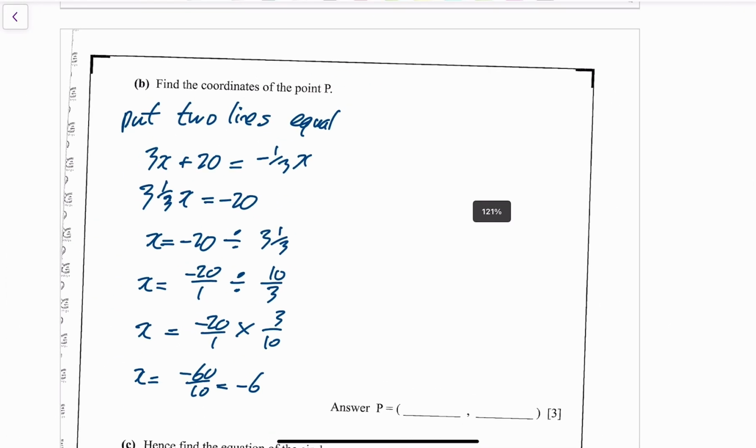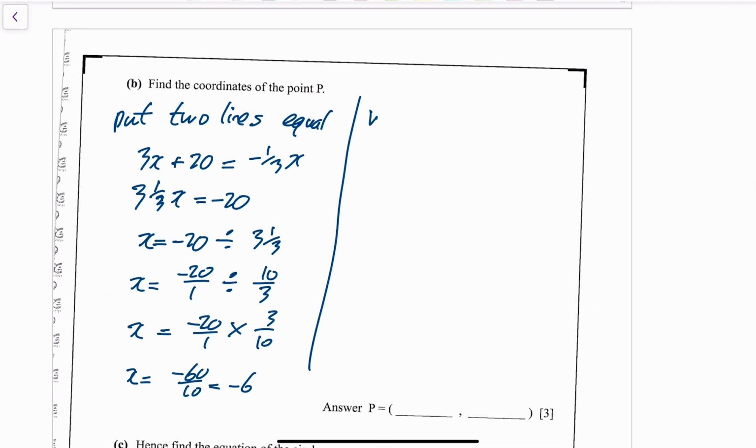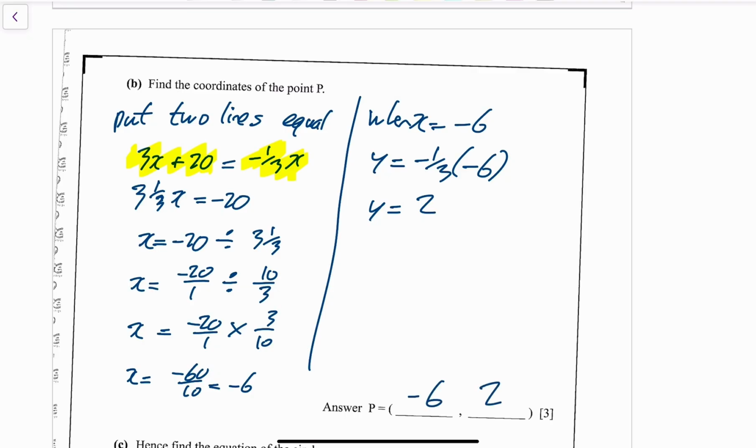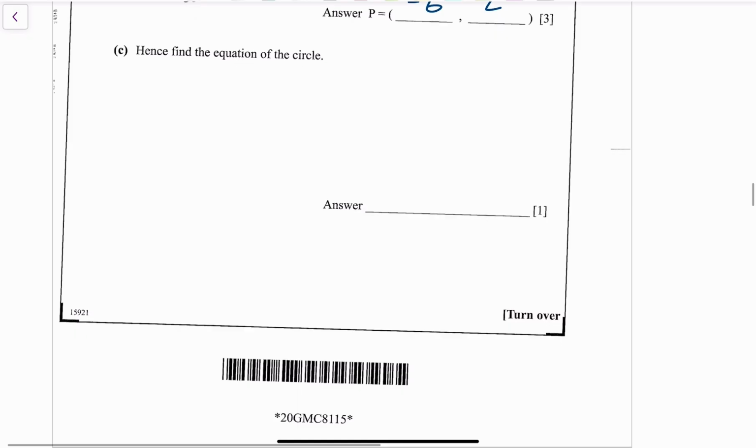X equals minus 6. And then fire that back in, just say when x equals minus 6, y is equal to, and you could put it either into y is equal to minus 1/3 x or this one. I put it into the y equals 3x plus 20 for some reason. I think now I'll just put it into the other one. So minus 1/3 times minus 6. 1/3 times 6 is 2, and minus times minus is plus 2. So when I did it, you have to take my word for it. When I did it in the other one, I got the same thing, and there's my answer, minus 6, 2.